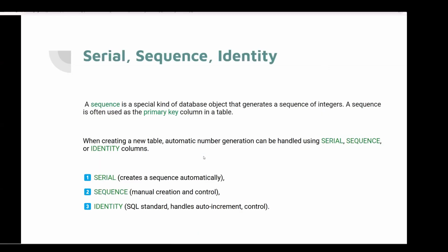So these two were there in the older versions. Identity is something new. I think it was introduced from PostgreSQL version 10. It also allows you to automatically assign a unique number to the column, and you have control over what number the sequence has to start from and the incremental values. So let's look into that as well. How do we create it?